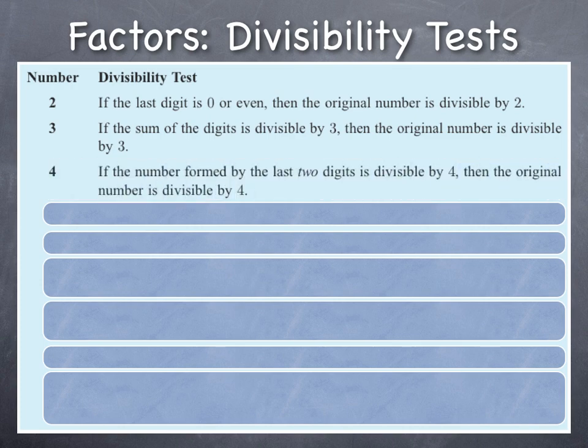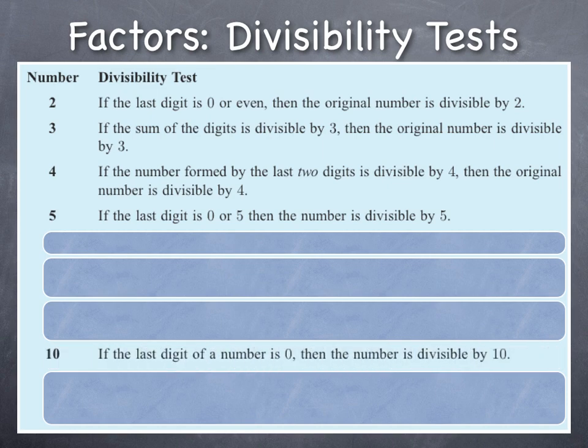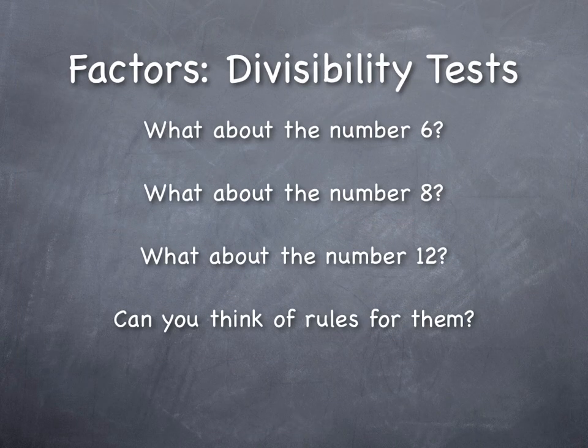Okay? For 4, for instance, we only worry about the last 2 digits if it's divisible by 4. Number 5, if it's a 0 or a 5. 10, the number is 0. More importantly than copying it all now would be that these are on page 59 of your book. You might want to go to page 59 to get the complete set of divisibility tests, where you can think then about, well, what about 6 and 8, 12? Can you come up with your own rules, or are there rules there?